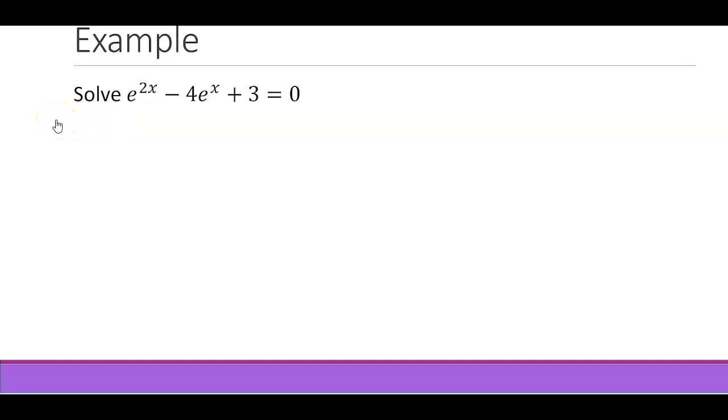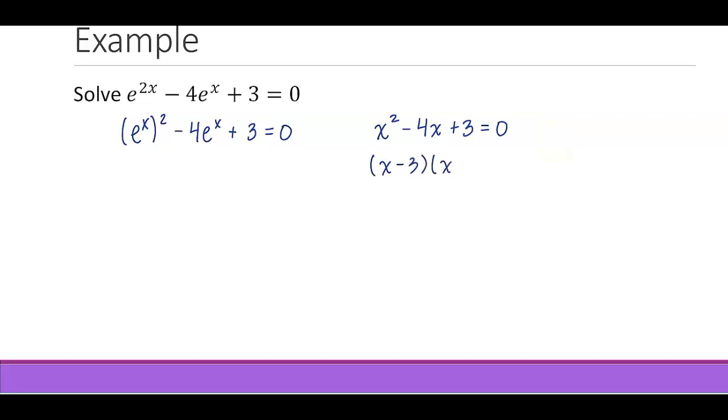So essentially what I have here is (e^x)^2 - 4e^x + 3 = 0. I want to think about this as having x^2 - 4x + 3 = 0. So instead of x, it's an e^x, but it has that same form. Here I would factor to solve this quadratic, right? I would factor to (x - 3)(x - 1) = 0.